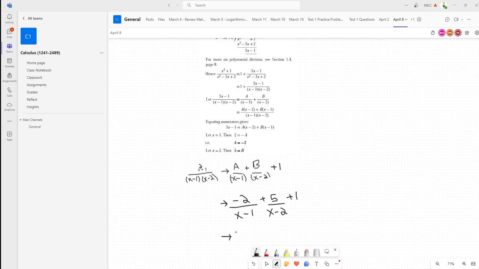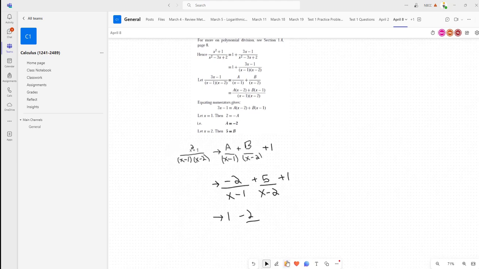In the textbook, this is written as 1 minus 2 over x minus 1 plus 5 over x minus 2. All right, so the 1 comes to the front. Now, you should be asking yourself, is this done?